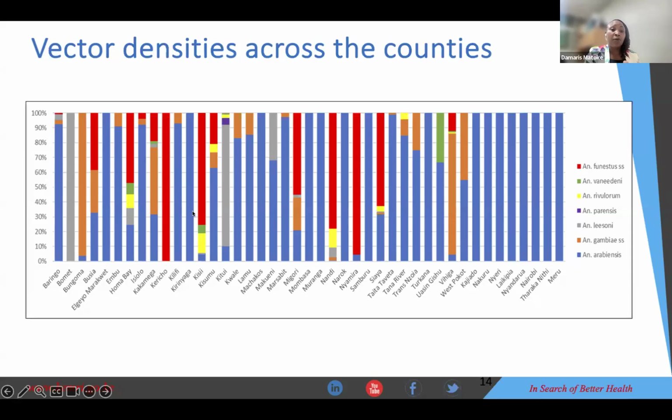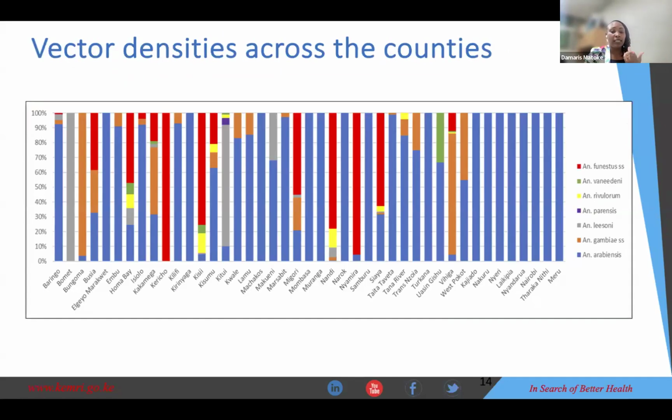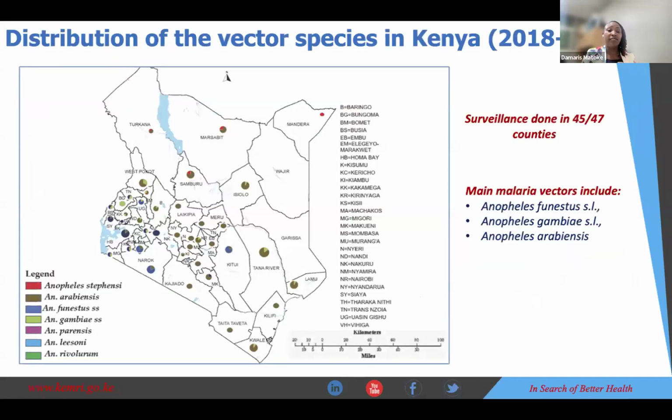And in places like Nyamira, the red bars are for Anopheles funestus. So through active surveillance we've been able to map out which vectors are prevalent and where they are found. So when we go as far as species diversity, I showcased this as densities, but when we look at the diversity per county, we can see that Anopheles funestus, Anopheles gambiae, and arabiensis are the common vectors we're seeing in the country.